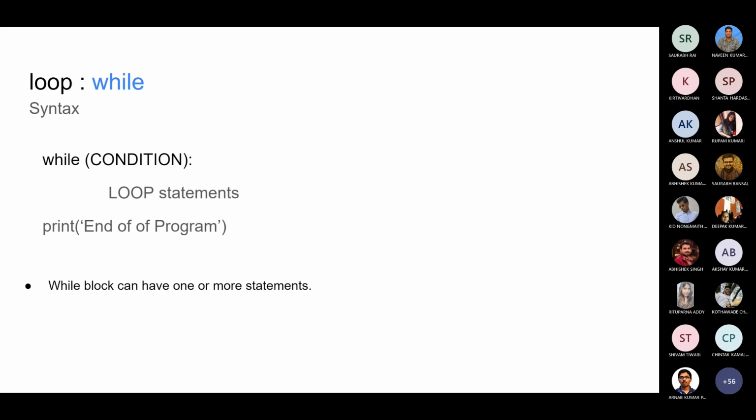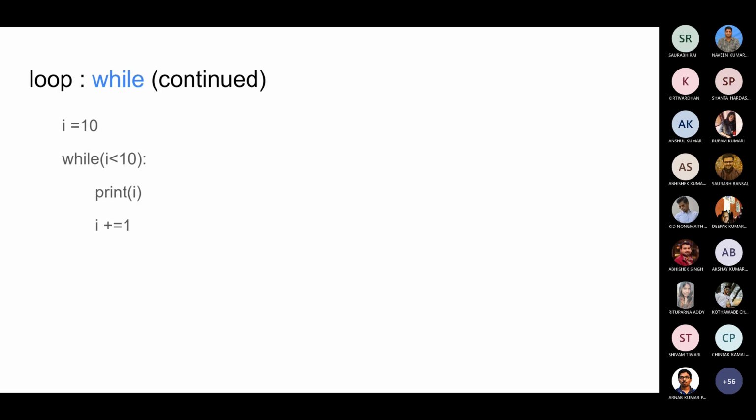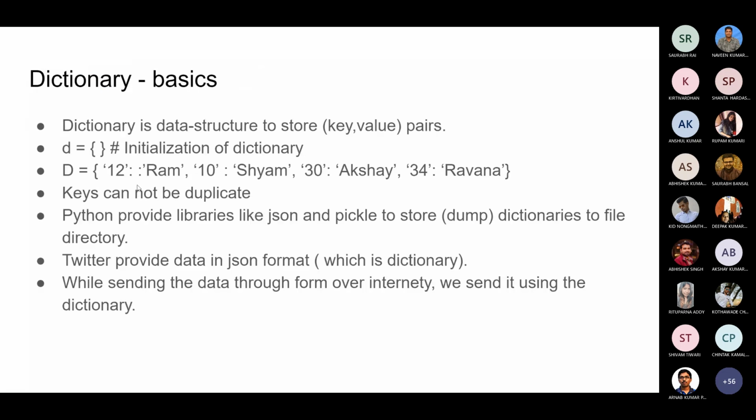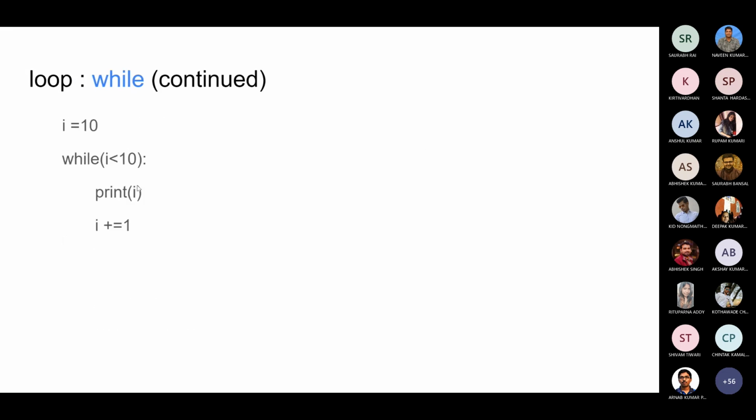While loop syntax is similar: while and then the condition and the loop statement, and there is a statement outside the loop. So the while block can have one or more statements similar to the if block or the for block. A very simple example of the while loop is that we initialize I equal to 1, and then while I is less than 10, print I and then increment I by 1.